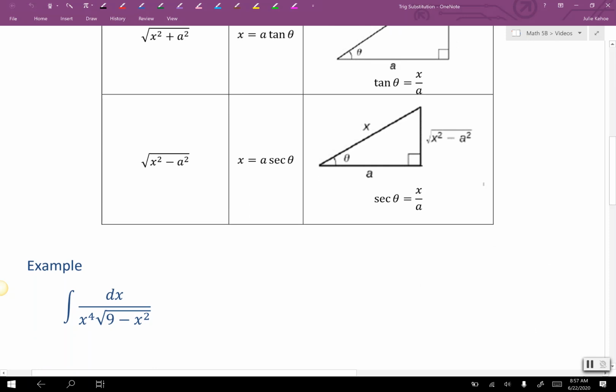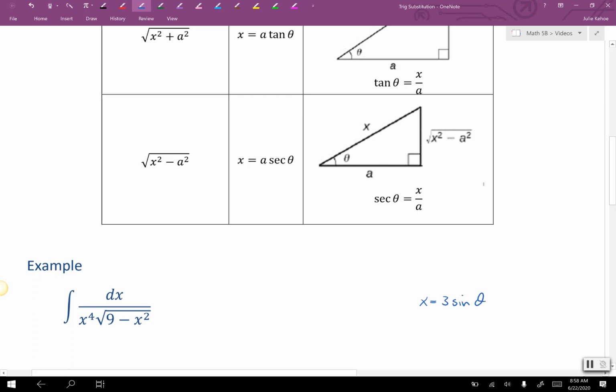It saves you just a little bit of time and headache with the algebra when solving these using a trig substitution. So I have this integral here, the integral of dx over x to the fourth times the square root of 9 minus x squared. And so this is going to be the case where I use the sine, that first option that we had up there. And a is going to be 3 because 3 squared gives me 9. So the substitution I'm going to do is x equals 3 sine of theta.